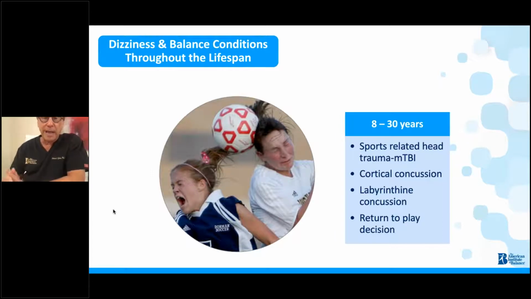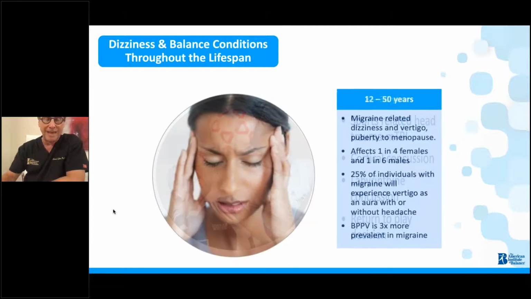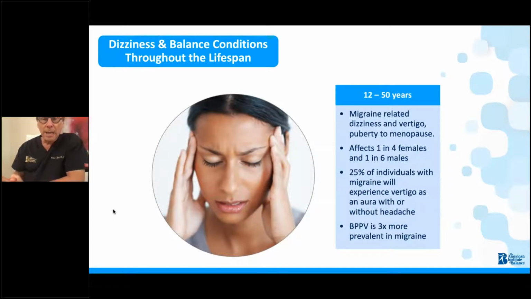But what about children as they start to go through adolescence? Did you know that the number one concussed individual in the United States is a female soccer player? And they can obtain what is called a labyrinthine concussion. Now, these rarely create any hearing loss. So it's the audiologist working in vestibular who is going to be able to help in the diagnosis and management of these children.